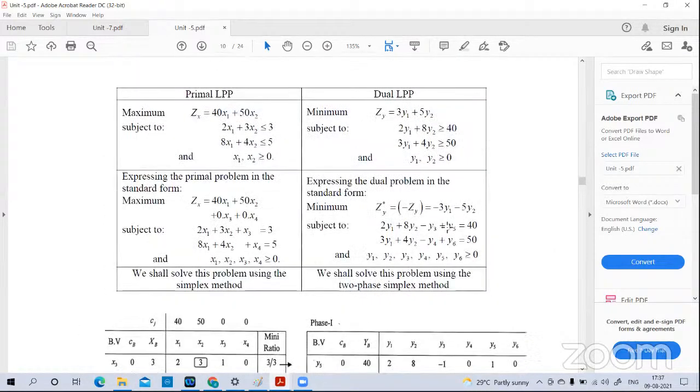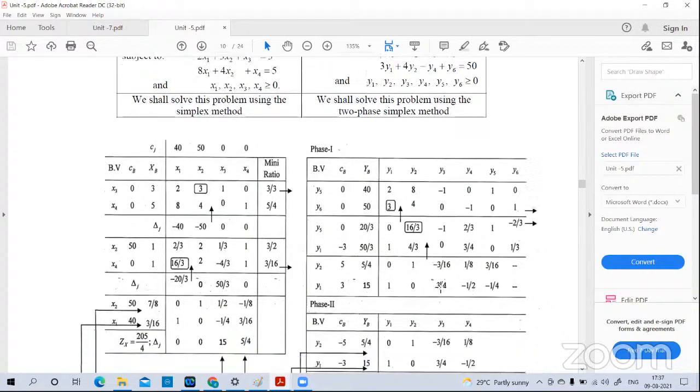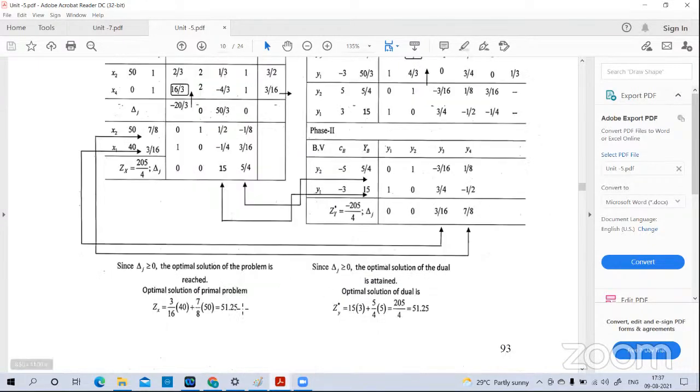So if I apply the two-phase method, on the right side it will be converted into phase 1 and then goes to phase 2. So I will get that both answers are the same. What is that? 51.25. With the simplex, the slack variables I introduced and I identify the solution. Yesterday I explained the simplex procedure. In the same way, if I try, I will get this answer, 51.25. If I apply the dual, I also get 51.25.